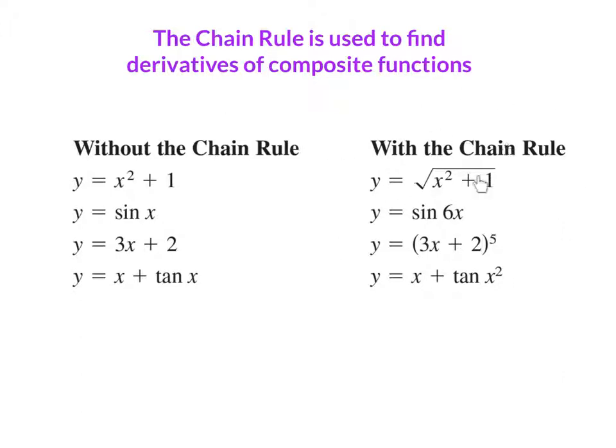So if I take this first example here, I see that I have a function within a function. The inner function is my x squared plus 1, and my outer function is this square root. So it's this function to the 1/2 power. And that's similar to something going on here. The power, instead of being 1/2 power, is to the 5th. And this one here, the sine of 6x, that 6x is actually a function within the sine function itself.